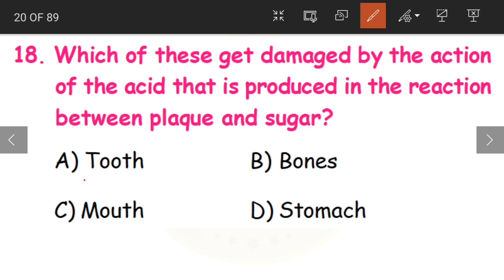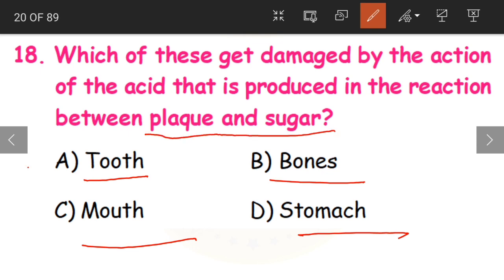Okay, so which of these get damaged? So here you have 4 options, children: tooth, bones, mouth and stomach. Which of these is going to get damaged by the action of the acid? So when is this acid produced? When there is a reaction between plaque and sugar. So when this is there, acid is going to be produced. And because of that, which option is going to get damaged? Is it tooth, bones, mouth or stomach? And the answer is tooth, children.